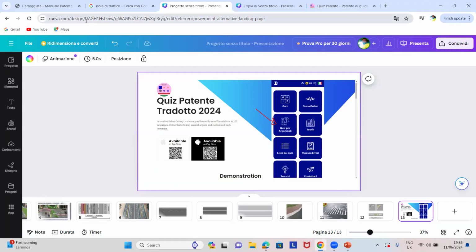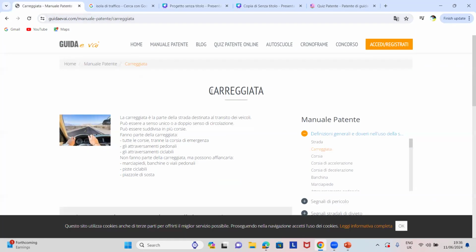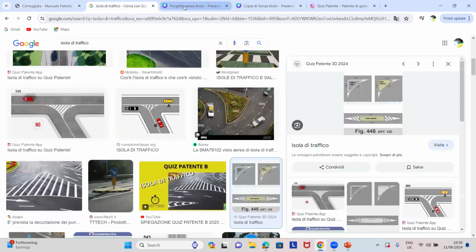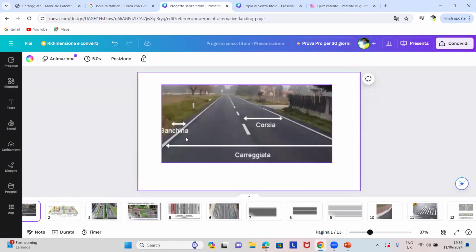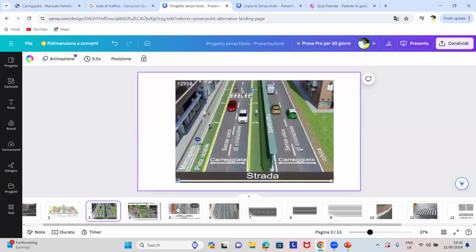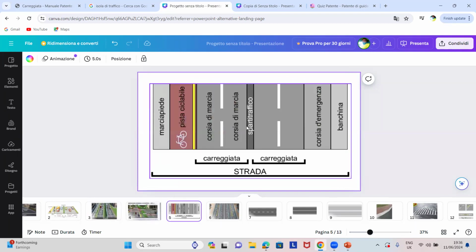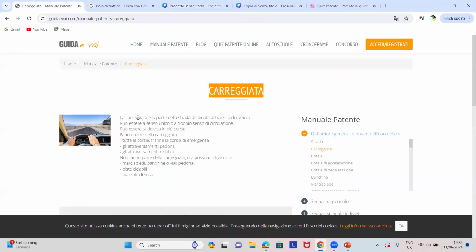So, guys, we have seen what they call Strada. Let us now see carreggiata. What is a carreggiata? Remember that the carreggiata is what? From the borderline up to the borderline, or from the borderline to this partitraffico. Is it clear? Let's continue. They say: La carreggiata è la parte della strada destinata al transito dei veicoli.